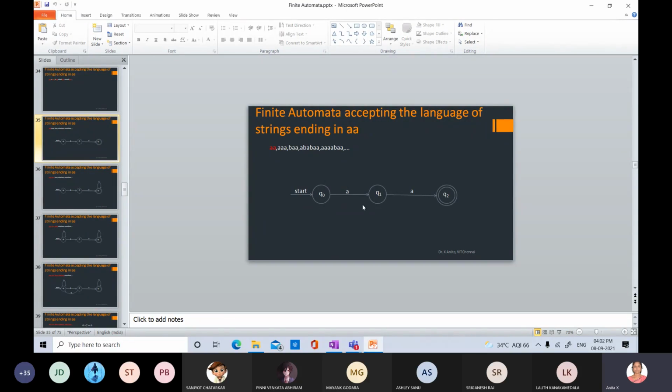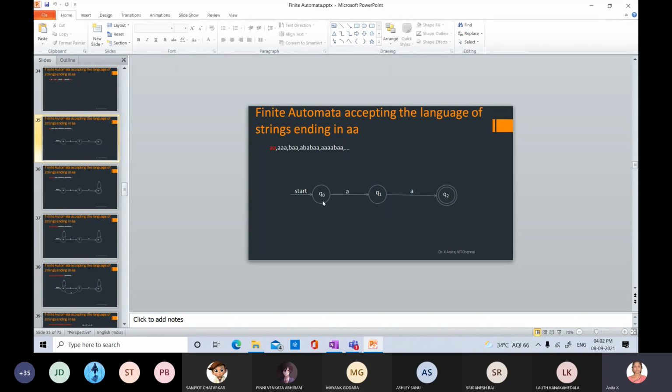From the start state, I should be able to reach the final state by means of the particular string. Only then the string will be considered as an accepted one that belongs to the particular language. For a language, we will be defining a finite automata. If a string belongs to that language, I will be able to start from the start state and reach the final state for that entire string.